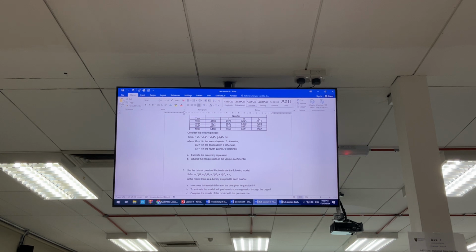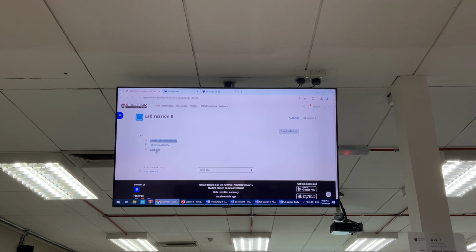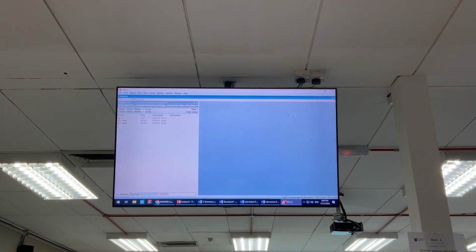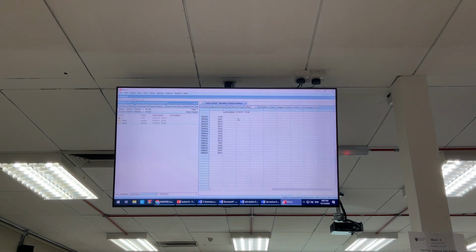So estimate the model. What is the interpretation of the coefficients? So you have the data. This one we have quarterly data, time series data. In order to examine the effects of different quarters on sales, we need to create the variables first. How to create the variables? For time series data like this, quarterly data, you can create a variable using @seas. Let's say D1 for the first quarter, D2 for the second quarter, D3 for the third quarter, D4 for the last quarter. So you go to Quick, Generate Series.